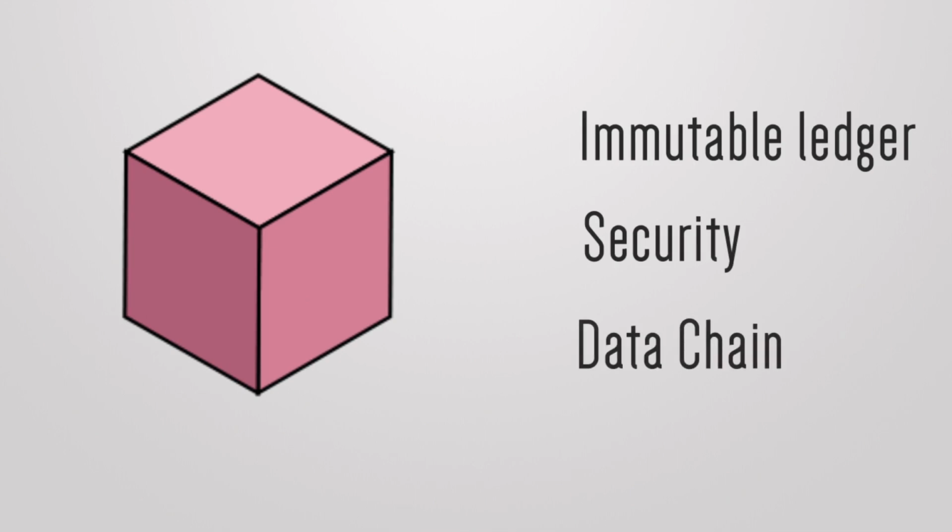Thus, a blockchain is an immutable ledger that provides increased security, transparency, and authenticity to the data stored on the chain.